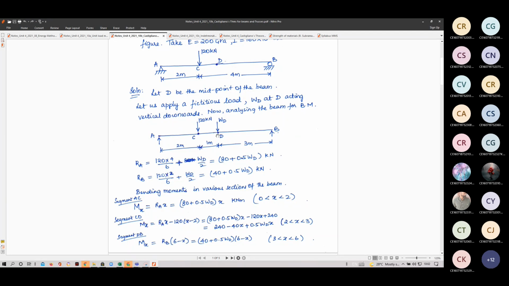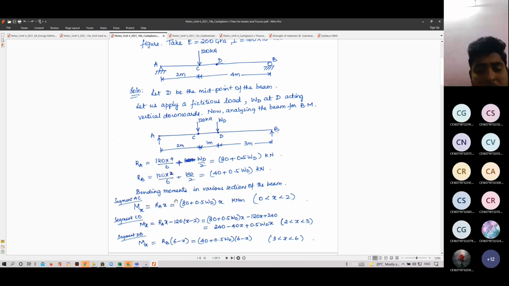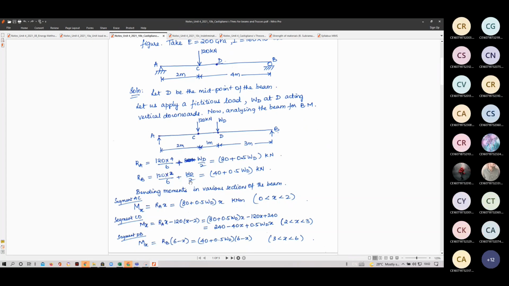Plus now WD will act centrally, right? So it will distribute equally, WD by 2 and WD by 2, at A and B. So at A, from the 120 kilonewton load, we get 120 into 4 by 6. That much portion A will bear, plus WD by 2. So you get 80 plus 0.5 WD. Next, RB will be 120 into this side 2 upon 6, plus WD by 2. So RA and RB I found directly by formula.